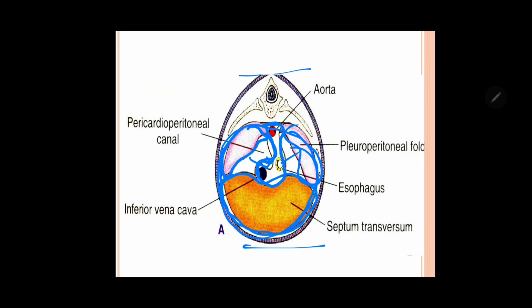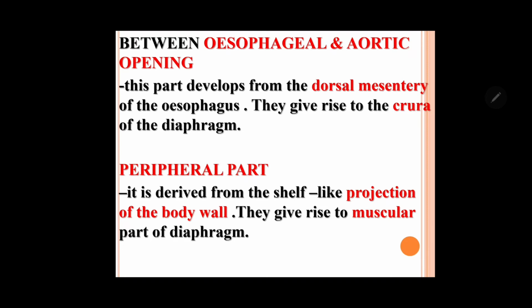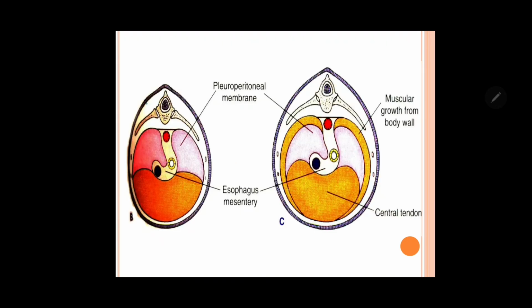And if there is a deficiency of the pleuroperitoneal fold, it leads to Bochdalek hernia. And you can see between the esophageal and aortic opening, it is derived from the dorsal mesentery of the esophagus called the mesoesophagus. It gives rise to the crura of the diaphragm, right and left, whereas the peripheral part is derived from the shelf-like projection of the body wall. They give rise to the skeletal or muscular part of the diaphragm.